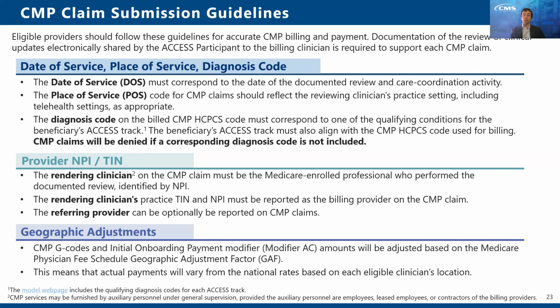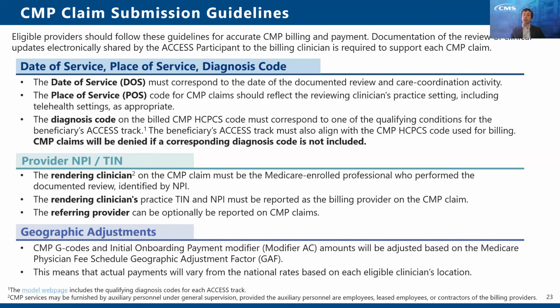The diagnosis code must correspond to one of the qualifying conditions for the beneficiary's ACCESS track. This is especially important because HCPCS G-codes without a condition corresponding to the correct ACCESS track will be denied. You may refer to the artifacts page in the implementation guide, specifically section 3.0.2.4 value sets, to examine the track-specific diagnosis codes for the ACCESS model.